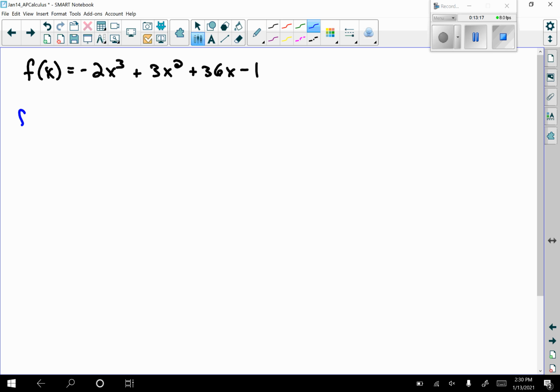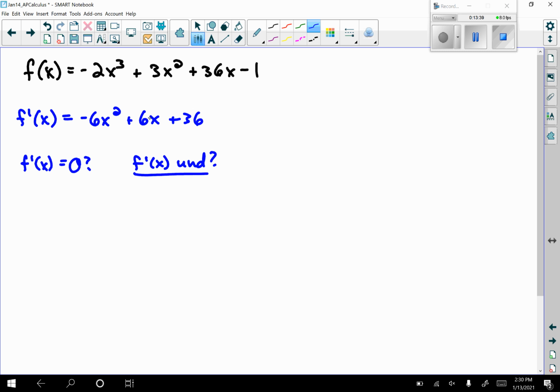All right, so first we want to find our first derivative. This is just going to become negative 6x squared plus 6x plus 36. We're going to ask ourselves the two questions about this. Where is f prime of x equal to 0? Where is f prime of x undefined? Again, because f of x is a polynomial function, its derivative is as well, so it's never undefined. But we're going to set this equal to 0.